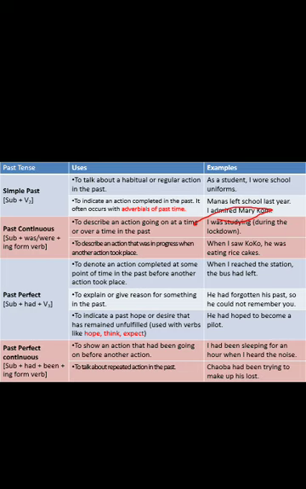Now, let's see how to use past continuous. Past continuous is written in the form of subject, then followed by was or were. Was is used for singular subject and were is used for plural subject, followed by the ing form of verb. Ing form of verb means verb plus ing, or you can say present participle.